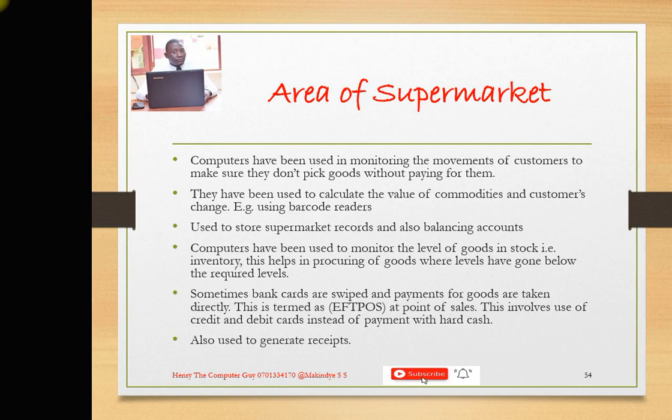Even in, let's say, maintaining of the security, let's say you're entering the supermarket, they will use what we call a metal detector to check whether you don't have any harmful component you're entering with in the supermarket. That is also another application area. We continue.